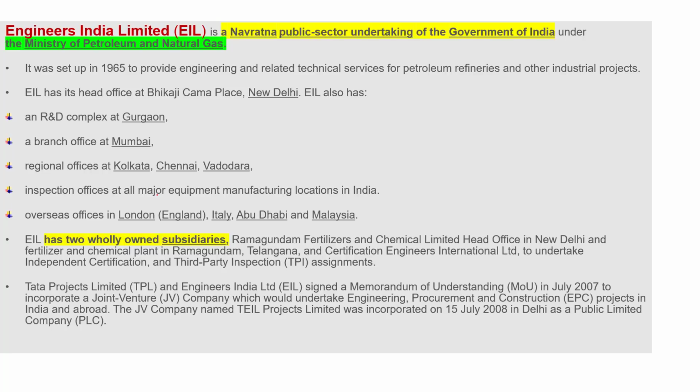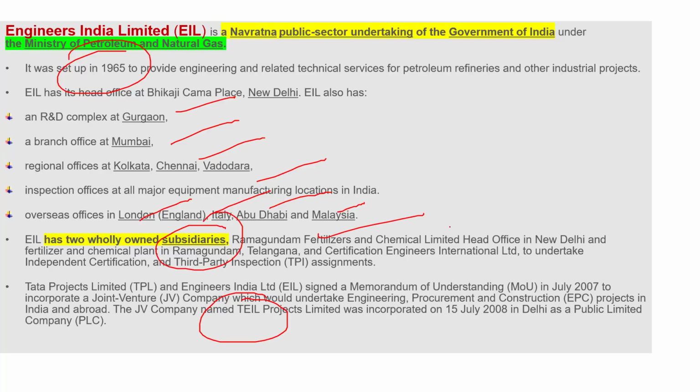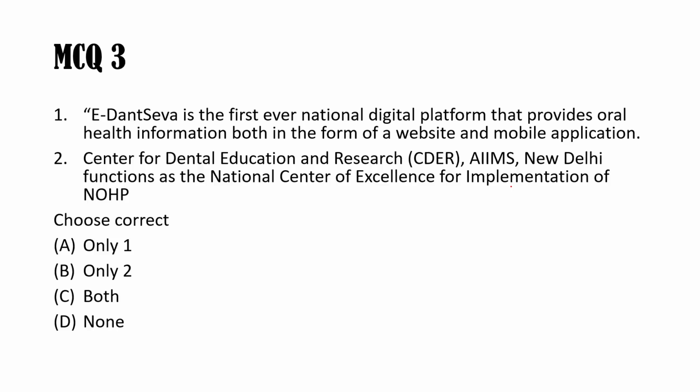So Engineers India Limited was established in 1965, with an R&D complex in Gurgaon, which is Gurugram now, and regional offices in London, Italy, Abu Dhabi, Malaysia. Tata Group has done a joint venture with it called the TEIL project, and two wholly owned subsidiaries are there, Ramagundam Fertilizers and Chennai Limited.